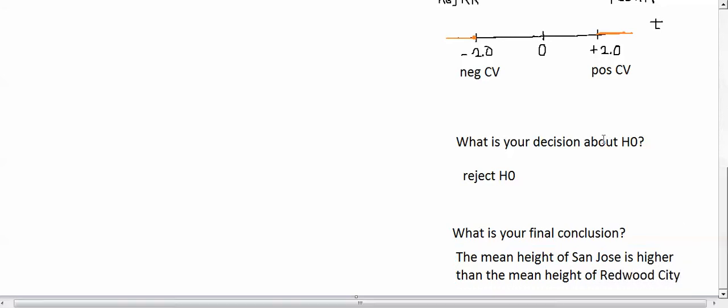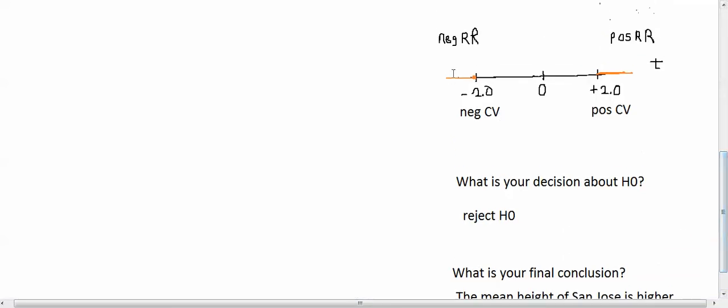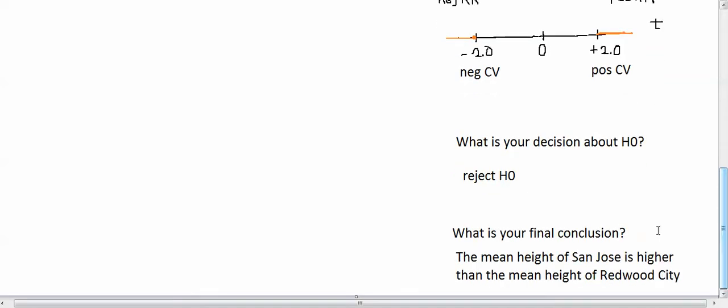So we've rejected the null hypothesis. We've decided that we think that the null hypothesis is false and that there is a difference between the means of the two populations. And more specifically, we've decided that we think that the mean of San Jose is higher than the mean of Redwood City. If our t-score had ended up in the negative rejection region, we would have rejected H0, and our conclusion would have been the mean height of San Jose is lower than the mean height of Redwood City. It would have been lower instead of higher.